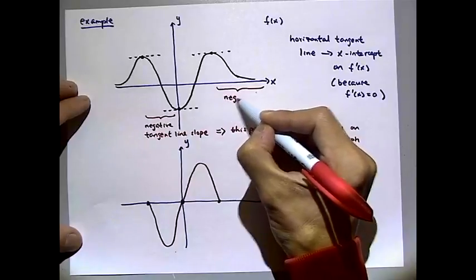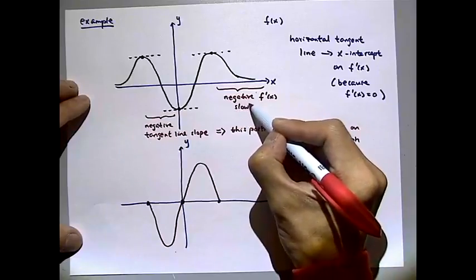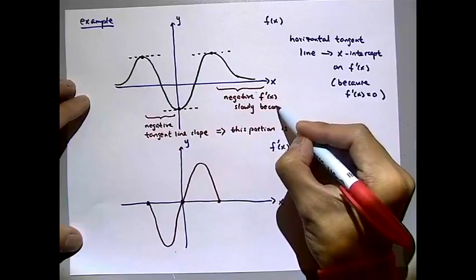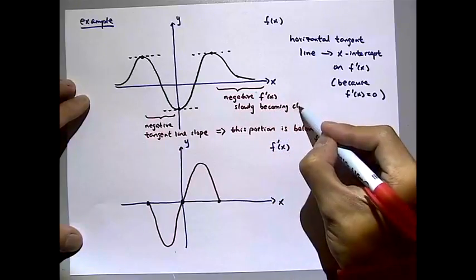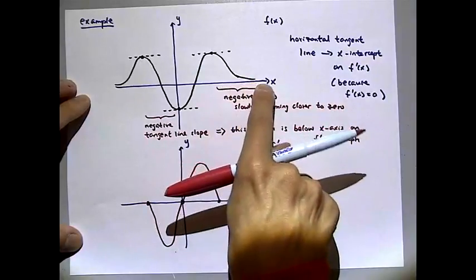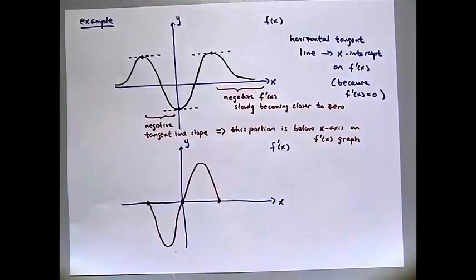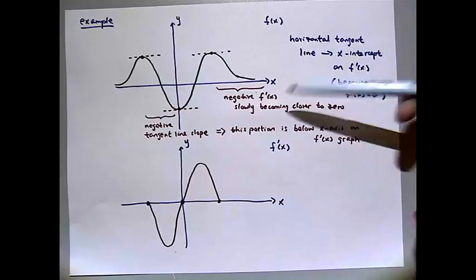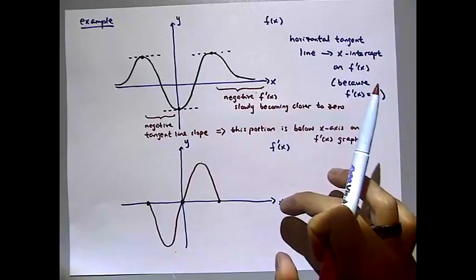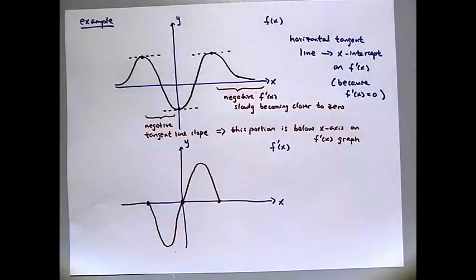So negative f prime. And we also see it slowly becoming, let's say, closer to 0. Because this region is suggesting that this might be a horizontal asymptote, and things are slowly flattening out. So good. All right, same reason here. Negative f prime, it must be below the x-axis on the f prime graph. Gets closer and closer to 0 as we move to the right.